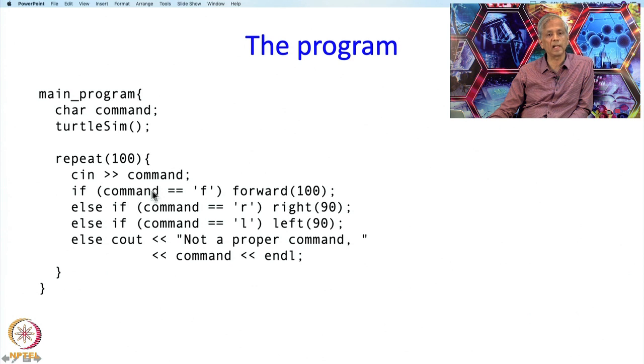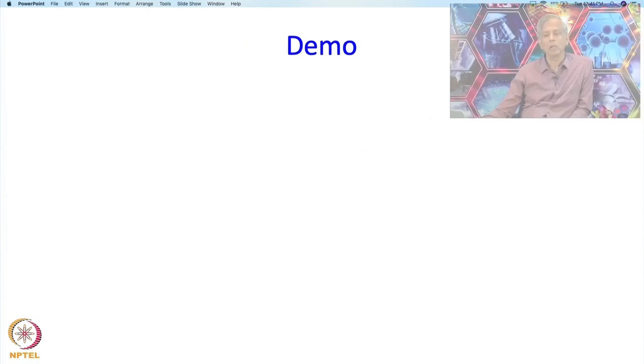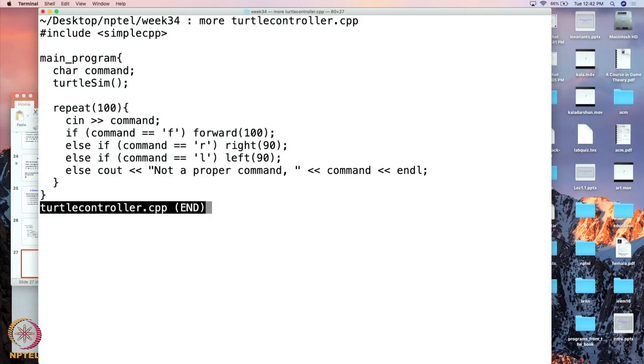If the user typed F and F went into command, then we will execute forward 100. If the user typed R, then we will execute right 90. If the user typed L, we execute left 90. Otherwise, and when will this be executed? Well, if the user typed some other letter, maybe the user typed G. In that case, we will help out the user by saying that, look, you typed something which is not a proper command. And we will tell the user what command he or she typed. And this will repeat 100 times, and that will be the end of the program. Alright, so let us do a demo of this.